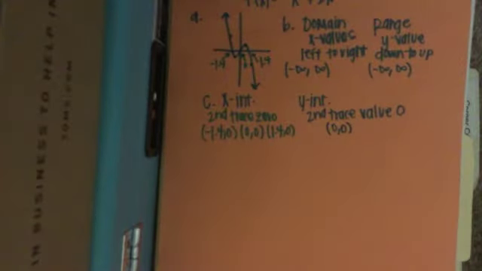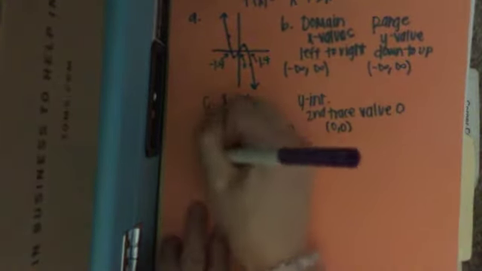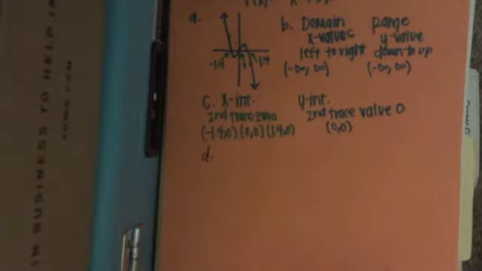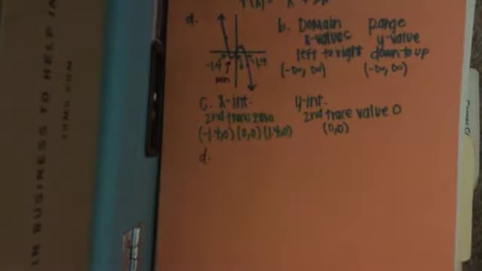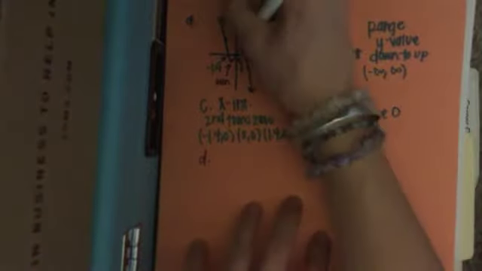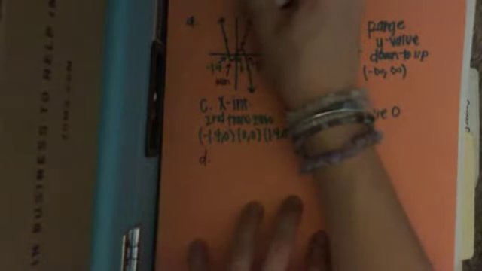Now for relative max, relative min, so that's what D is, relative max and mins. So this right here, this is a minimum because it's smaller than all of the points around it. This right here is a maximum because it's bigger than all of the points around it. Okay, so we have a minimum and we have a maximum.